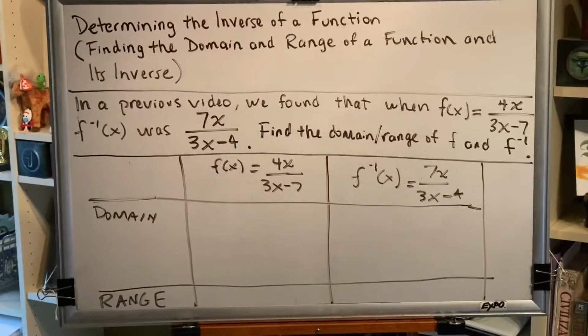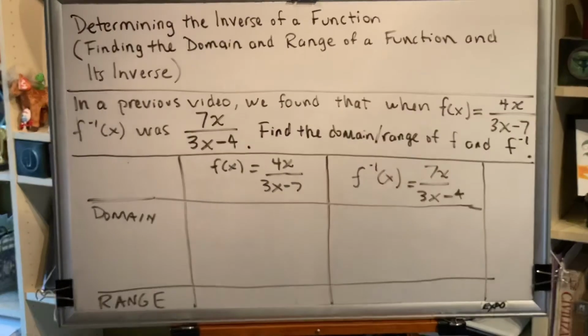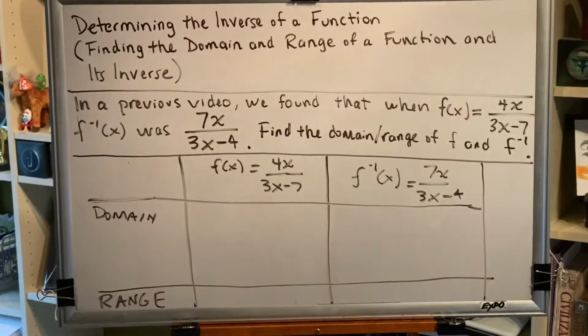The topic of this video is determining the inverse of a function, and specifically the subtopic, finding the domain and range of a function and its inverse. Alright, in a previous video we found that when f of x equals 4x over the difference 3x minus 7, f inverse of x was 7x over the difference 3x minus 4. Find the domain and range of f and f inverse.